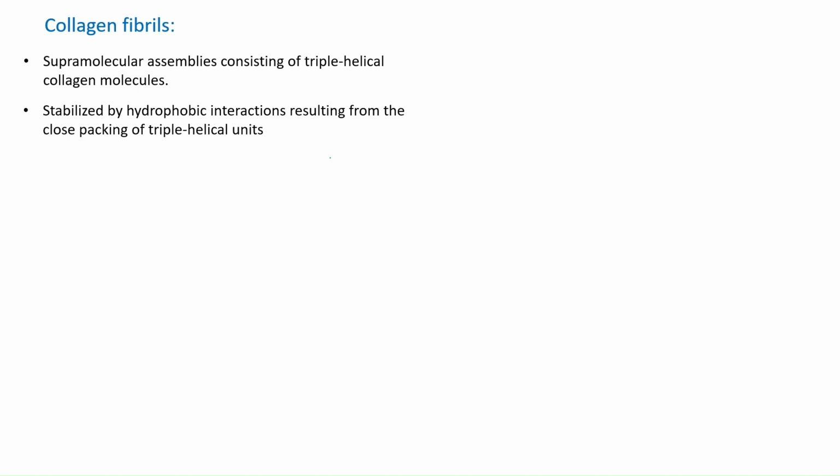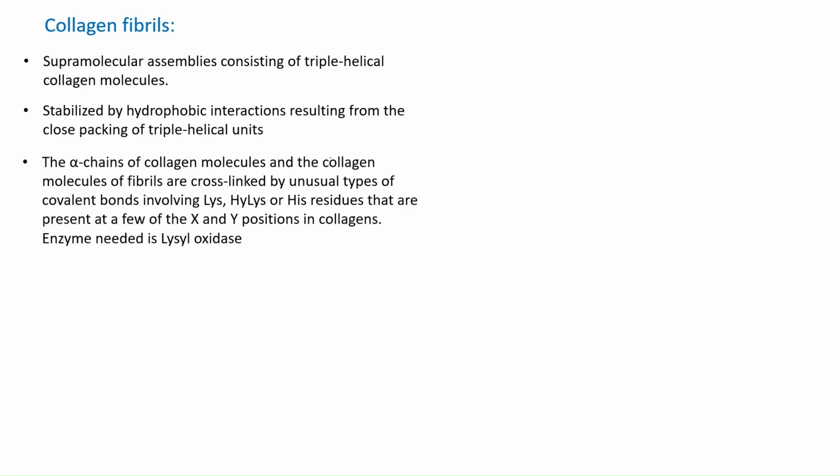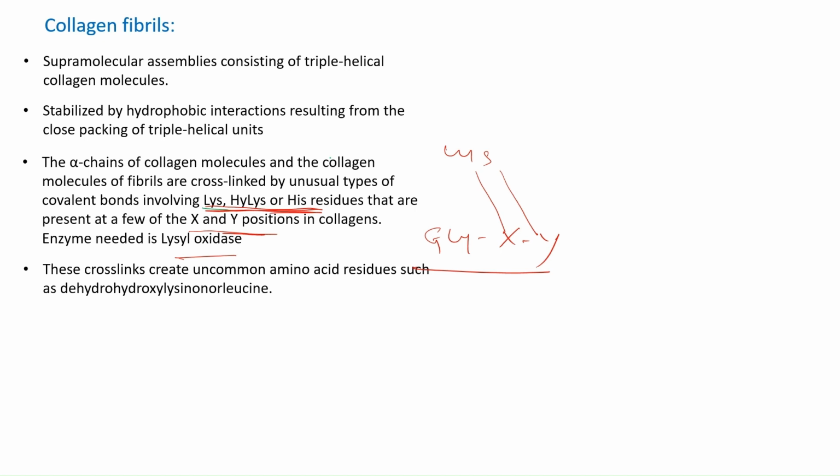Now, during this packing of collagen molecules into collagen fibrils, there is some unusual bond formation. And what is this unusual bond formation? That is a bond involving lysine, hydroxylysine, or histidine residues at the X and Y positions in collagen. We already studied that there is a repeat of this tripeptide in collagen. So in the collagen fibril, these fibrils are cross-linked between, for example, lysine and this X or this Y. An enzyme needed for this cross-linking is lysyl oxidase. Because of this cross-linking, some unusual amino acid residues are formed.